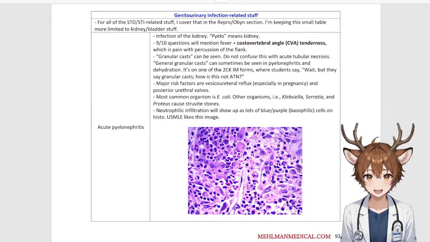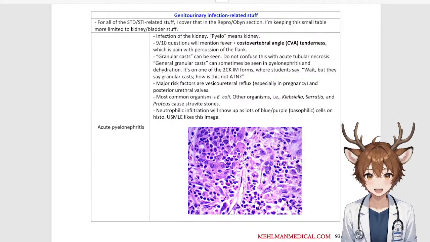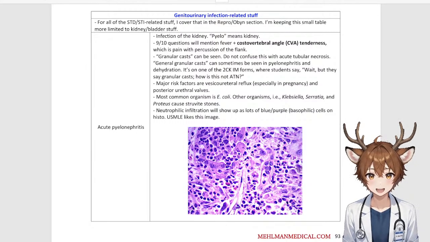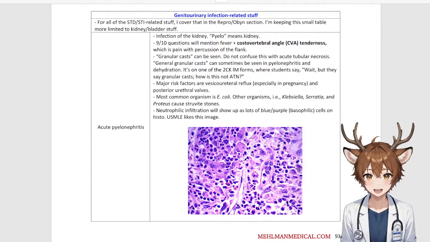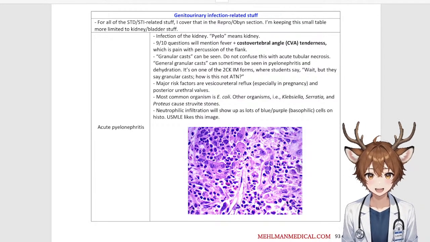Genitourinary infection related stuff. For all the STD and STI related stuff, I cover that in the Repro OBGYN section. I'm keeping this small table more limited to the kidney and bladder stuff. Acute pyelonephritis. Infection of the kidney.